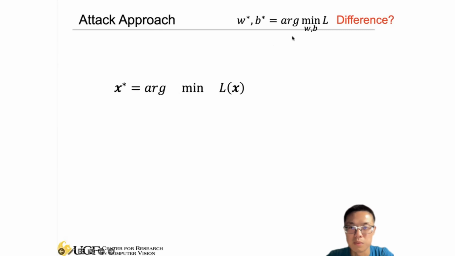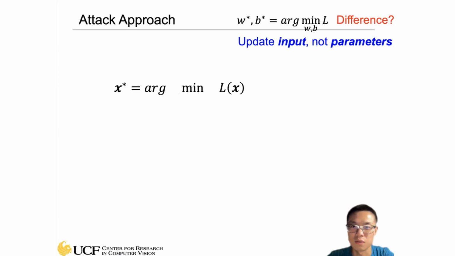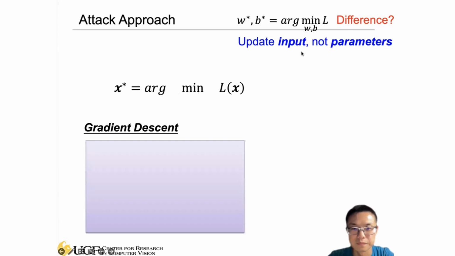And remember, usually we train this classifier to do image classification, using stochastic gradient descent to optimize the network parameters, the weights and the bias terms. But in the adversarial attack, we do not touch the network parameters, because the goal is to change the input so that the trained classifier will misclassify. In other words, we are going to update the input, not the parameters.